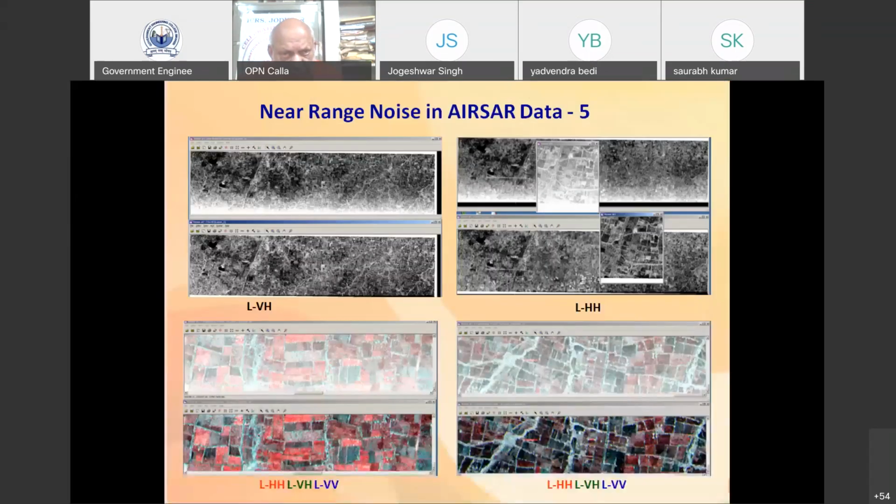Then the same thing, near range in ASR, where we get LVH. This is for LVH and this is LHH. This is the information we get for L band, again HH, VH, and VV. We take all of these, and then we come to the final conclusion about which is the correct one for us to use. That is the experimentation that we do.